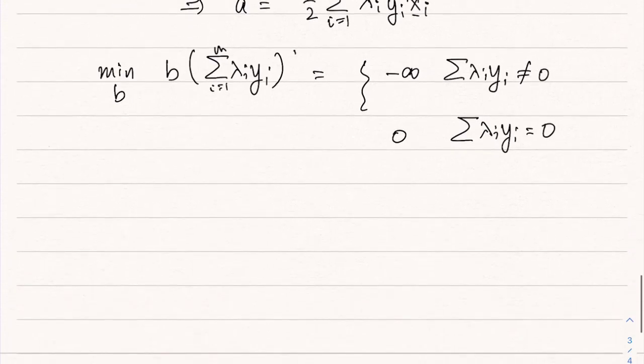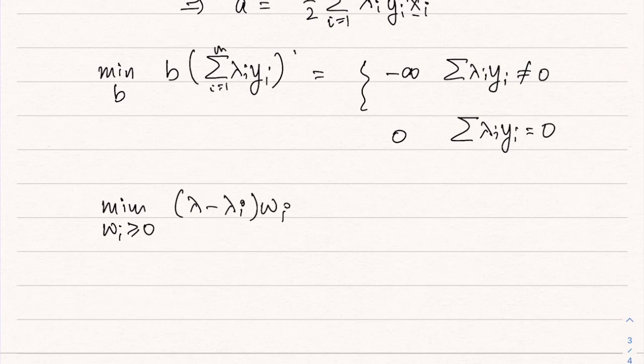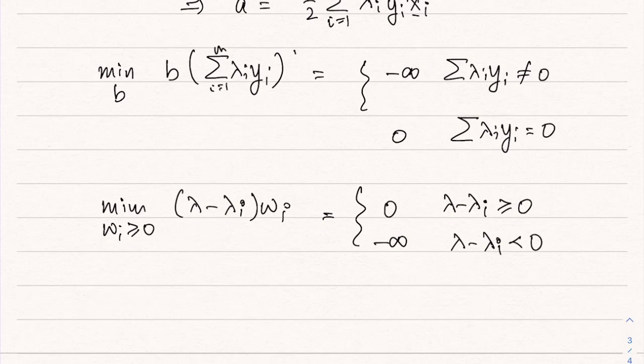Then finally we have minimization with respect to w_i, with the implicit constraint that it is greater than or equal to 0, of (lambda minus lambda_i) times w_i. This is equal to 0 whenever lambda minus lambda_i is greater than or equal to 0. If lambda minus lambda_i is greater than or equal to 0, the smallest value you can have is 0, which you would obtain by picking w_i equal to 0, and it is minus infinity whenever lambda minus lambda_i is less than 0.